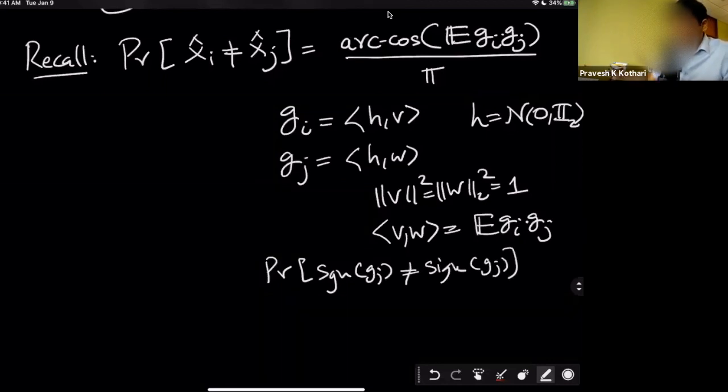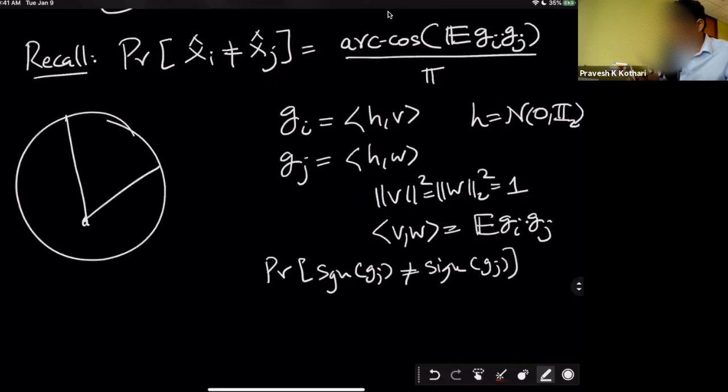It's the task of asking the probability that I choose a random Gaussian H that falls in between V and W when you put them on the circle. Remember, we drew this nice diagram, V, W, and it's basically asking for the probability that H looks like this. That's when the sign of V dot H and W dot H will be different. Because of rotational invariance of the Gaussian, we can state that very simply.